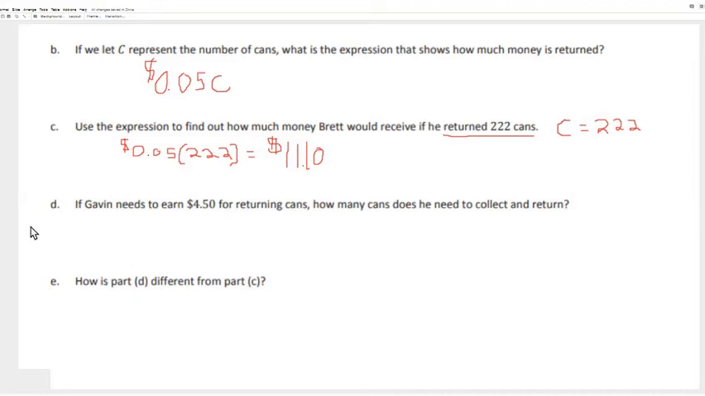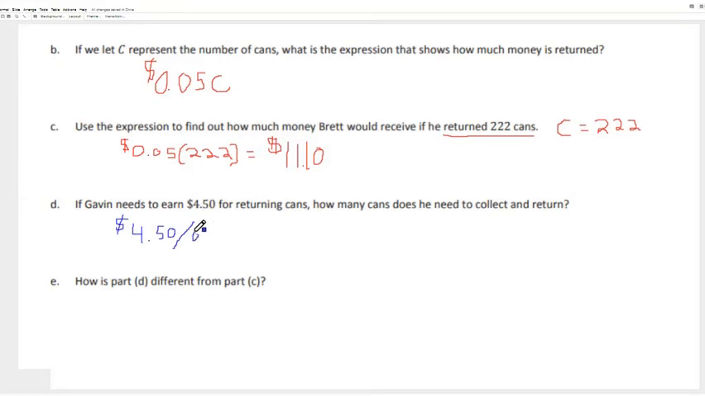If we keep going here, it says Gavin needed to earn $4.50 returning cans. How many cans would he need to return? Well, now we're given this dollar amount here. We want to know how many cans there need to be. So this is going the opposite direction. Since we're going the opposite direction, we do the opposite operation. So if I want to know how many cans I need to make this much money, what must I do? Well, I must divide this.